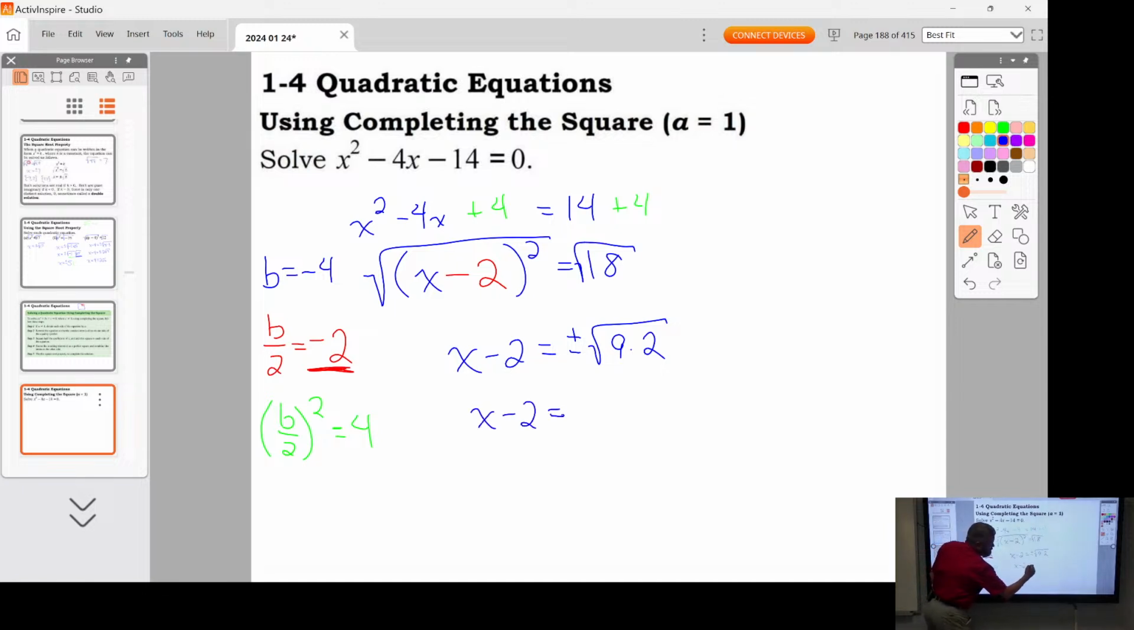So x minus 2 equals plus or minus the square root of 9, 3, times the square root of 2. Square root of 2, can't do anything with it. Next step, add 2 to both sides. x equals 2 plus or minus 3 square root of 2.